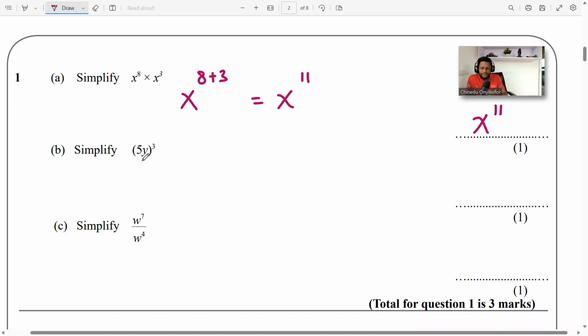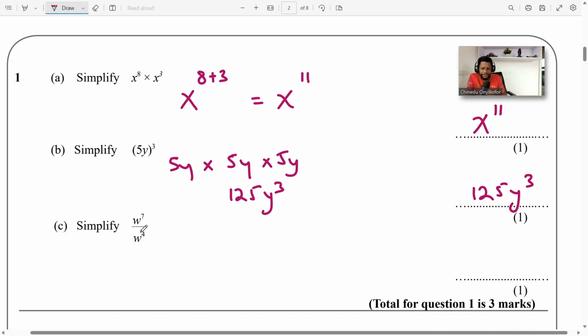And the second one, 5y in brackets to the power of 3. So we can multiply 5y 3 times, 5y, 5y, 5y, and 5 times 5 times 5 is 125, and y times y times y is y to the power of 3. So 125 y to the power of 3.